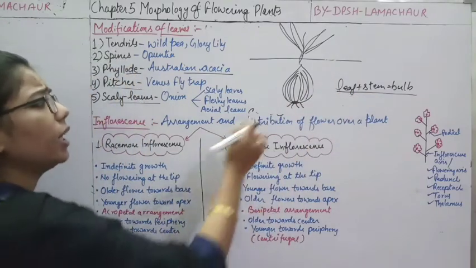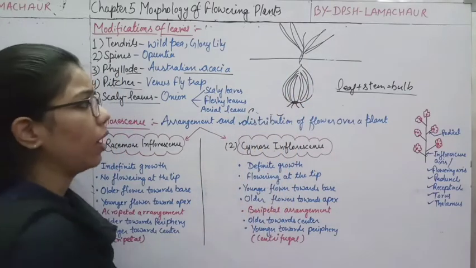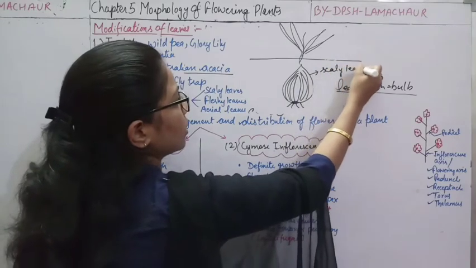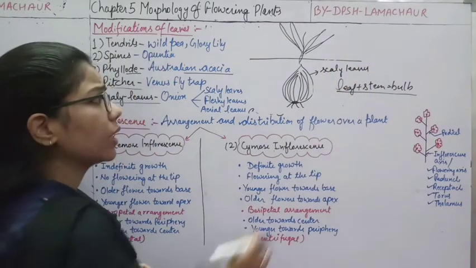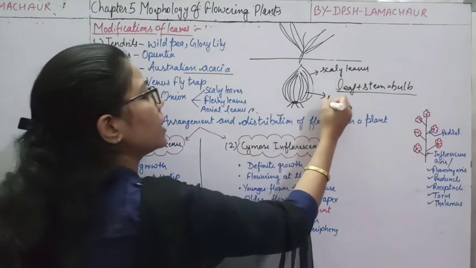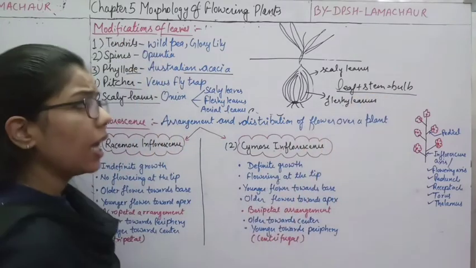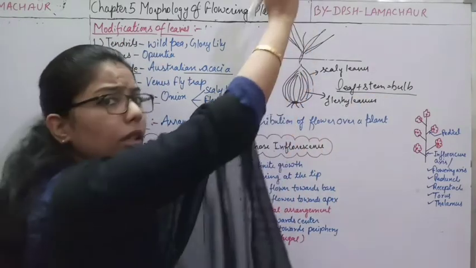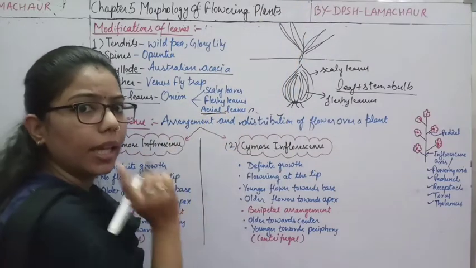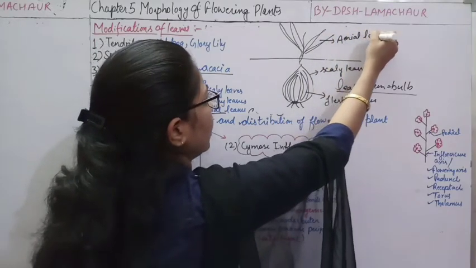Now the outer part which you are not eating, that outer colored part, it is known as what? What type of leaf? Scaly leaves. And the inner part, that white part which you are eating, it is known as fleshy leaves. And the part which is above the ground, that's why we have given the name aerial, in the air. So this is aerial leaves.